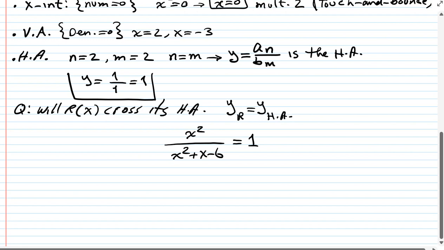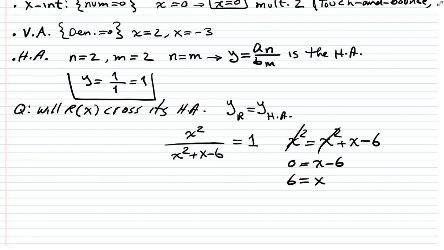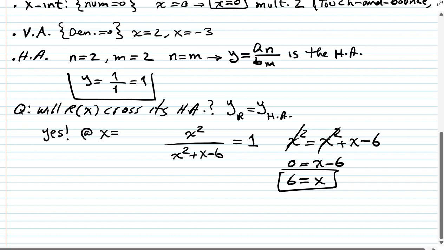All right, and then we're going to cross multiply, give this a denominator of 1 and cross them. When we do that, we're going to get x squared equals x squared plus x minus 6. Subtract x squared from both sides. We get x minus 6 is 0, and we actually have x equals 6. So, wow, interesting. The answer to will the graph cross the horizontal asymptote is yes. Where? At x equals 6.